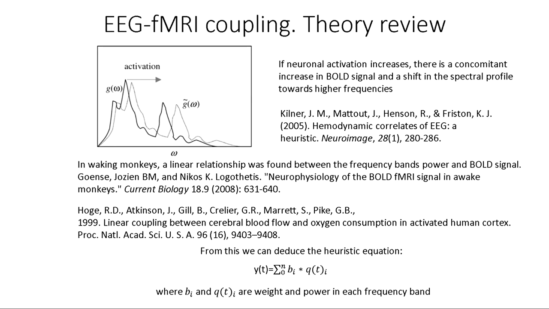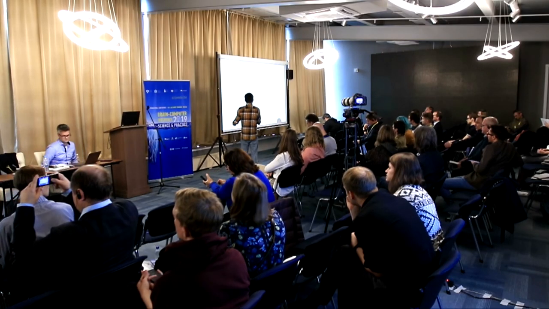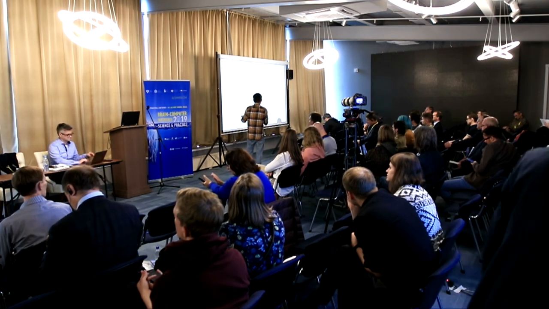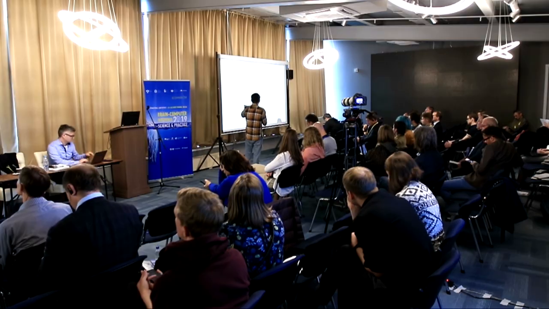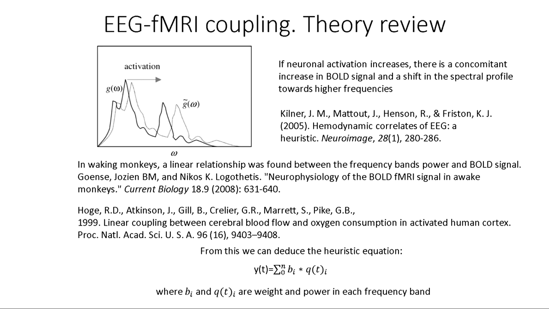Let's start with EEG-fMRI coupling and what we know now from theory. By Friston's theory, if neural activation increases, there is a concomitant increase in BOLD signal and a shift in the spectrum to higher frequencies. But in later work using concurrent EEG-fMRI, there was work with awake monkeys and signals from visual cortex. There was a finding of a linear relationship between frequency bands of the EEG signal and the BOLD activity. It's a very important approach, and we can deduce a heuristic equation from this research.